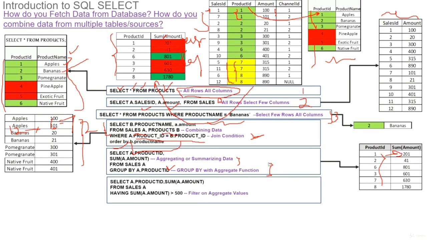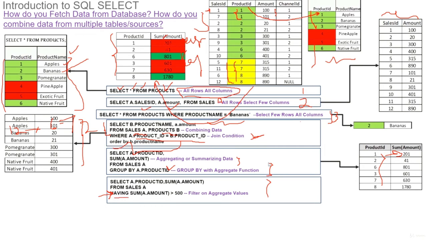Now, if you remember, we filtered for bananas in the third query here, okay. We did a select star from products and we said where product name is equal to bananas. Now, similarly, when you do an aggregate query, when you aggregate data and you want to filter based on certain minimum value or maximum value, right, or equal to, when you want to do that, you do not use a where clause, okay, you actually use a having clause, as I'm highlighting here.